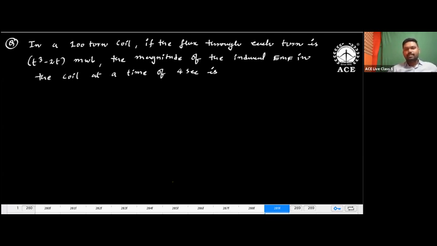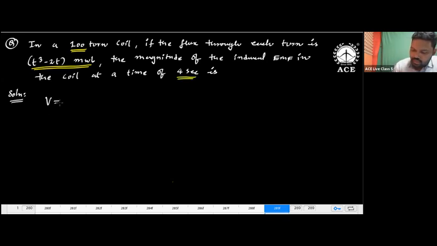4.6, beta. A 100-turn coil, if the flux through each turn is T cube minus 2T milliweber, the magnitude of the induced EMF in the coil at time T equal to 4 seconds is?